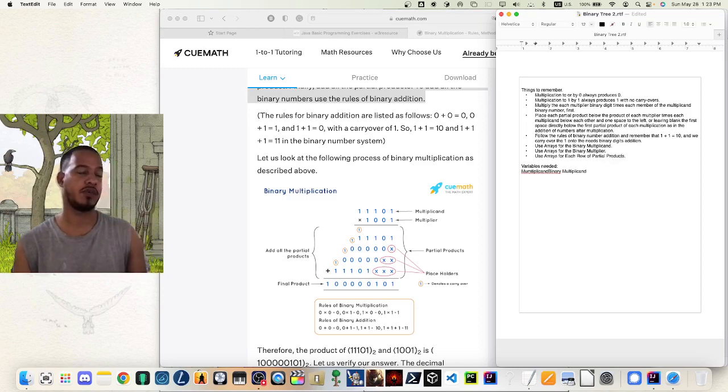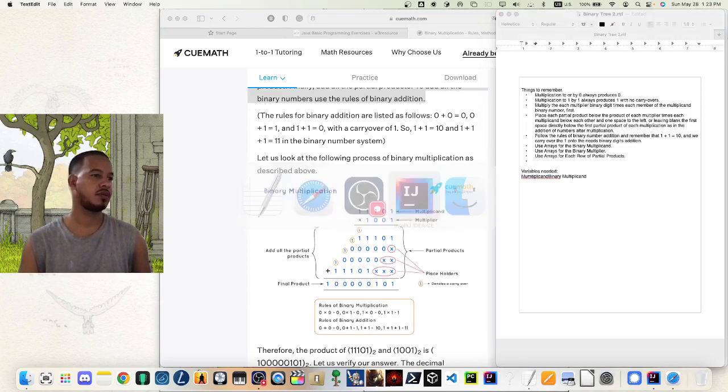We're going to need to use a row for each partial product because we're going to need to add them all, right? We're going to need to add them all. On this one, let me show you here. I want to show you.